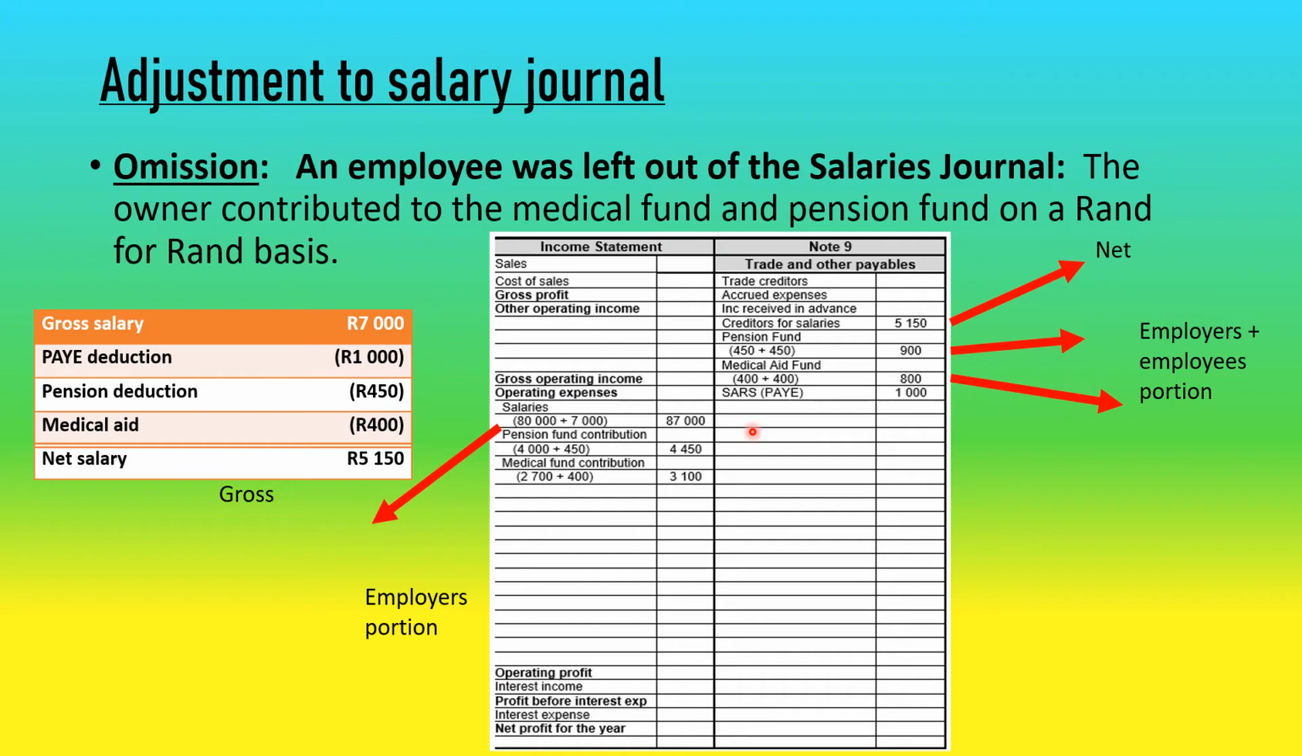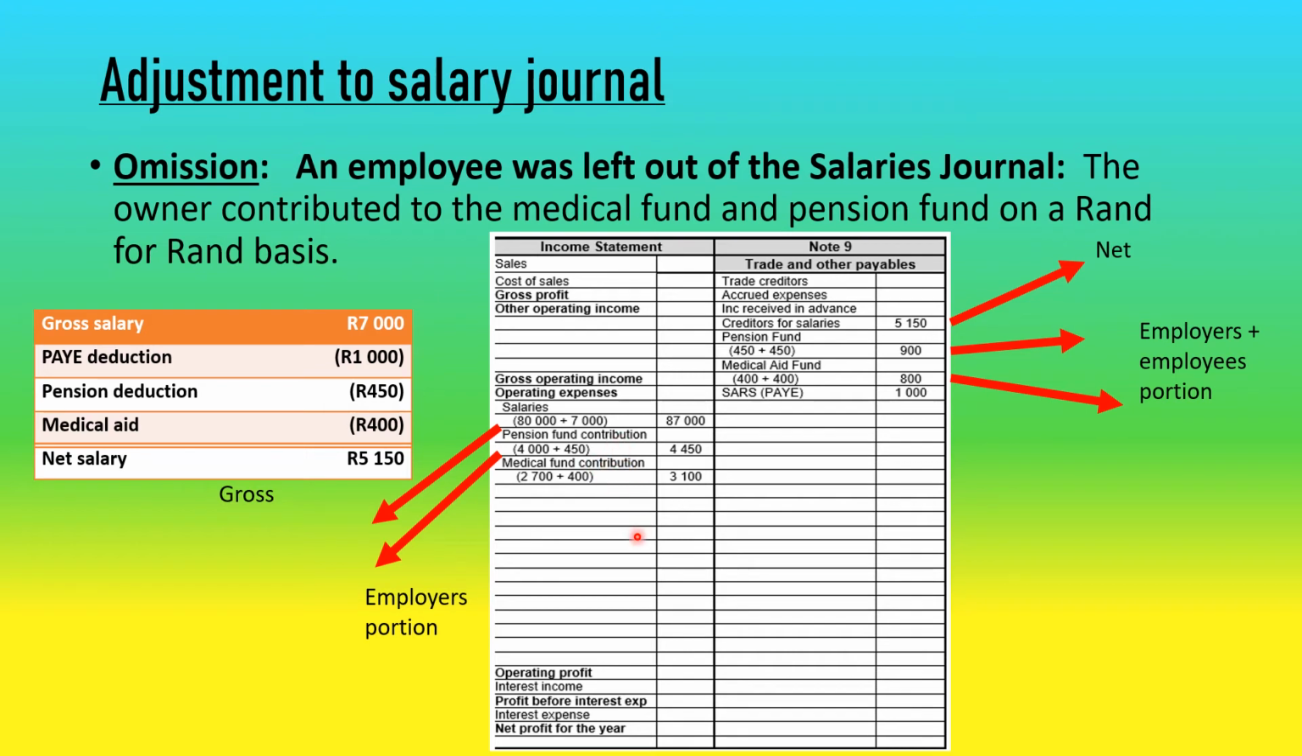Now you've left out somebody in your income statement out of salaries. So that means your salary expense is not complete. You have to add more salaries in your income statement. So here you would add 7,000 Rand. You would add the full salary expense of the employee, because this is the full amount that you pay the employee. Then you would also add the pension fund contribution and the medical aid contribution.